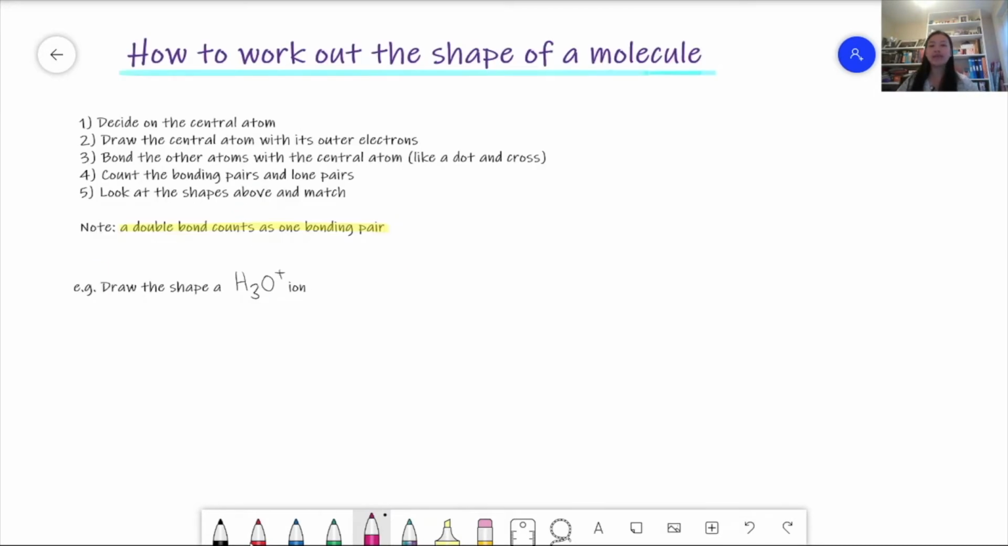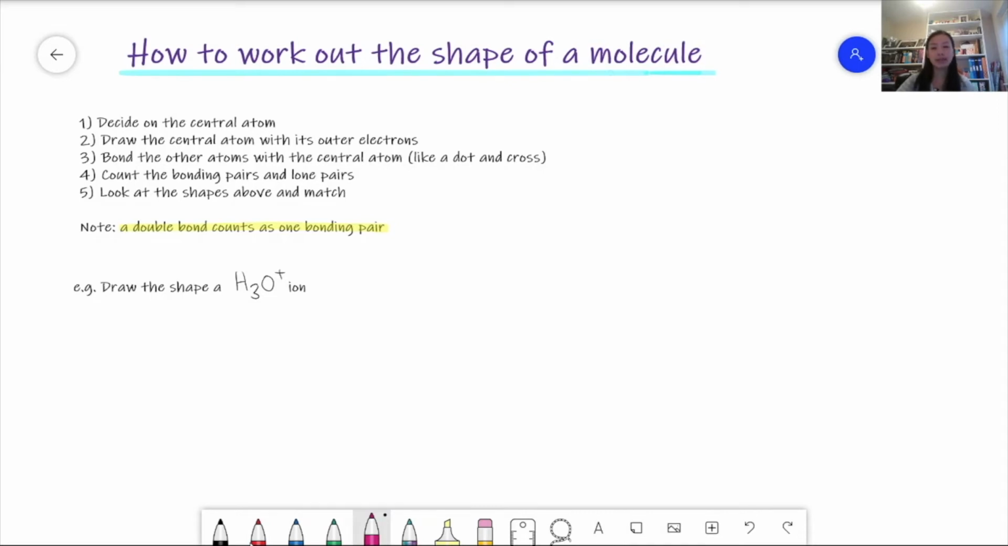How to work out the shape of a molecule. So the first thing you do is you decide on the central atom, and then you draw the central atom with its outer electrons. And then you bond the other atoms with the central atom, like we did for dot and cross diagrams. And then we count the bonding pairs and lone pairs, and then you look at the shapes above and match it. So obviously for the exam, you'd have to remember all the shapes. Maybe at the start of the exam paper, maybe kind of doodle them down, just so you know that they're definitely there. A quick note again that a double bond counts as 1 bonding pair. It's very easy to forget that.